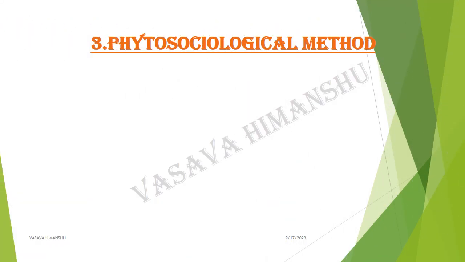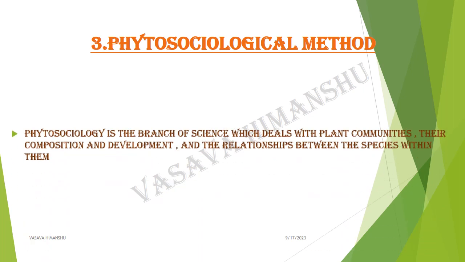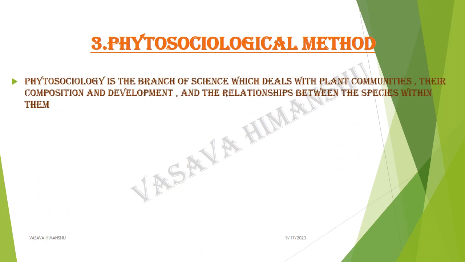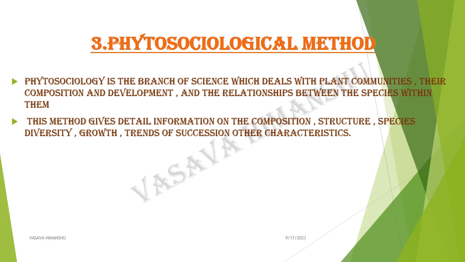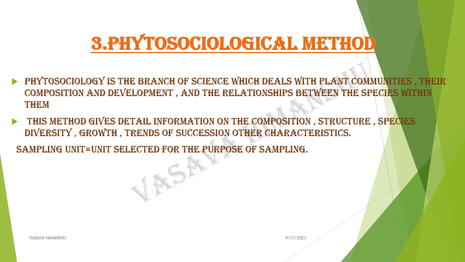Next is the phytosociological method. Phytosociology is a branch of science which deals with plant communities, their composition and development, and the relationships between the species within them. This method gives detailed information on the composition, structure, species diversity, growth, trends of succession, and other characteristics, like the sampling unit selected for the purpose of sampling.